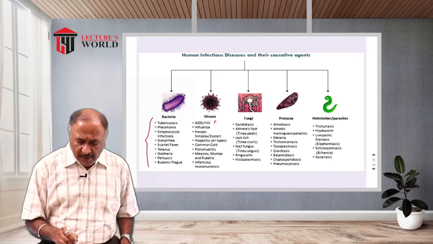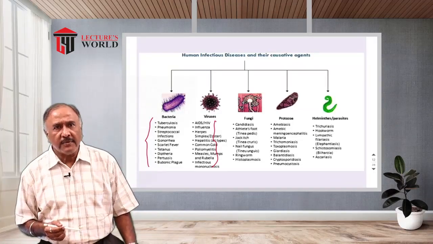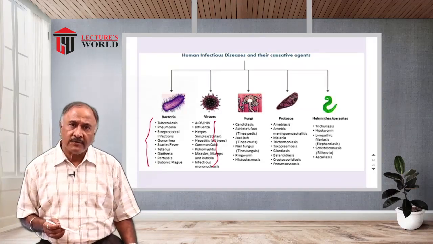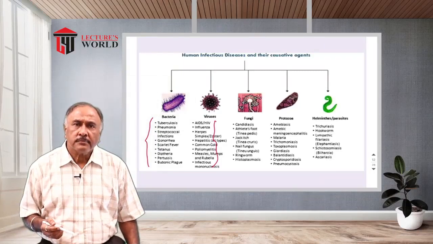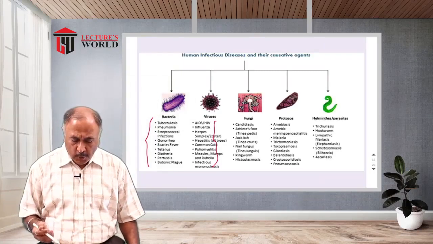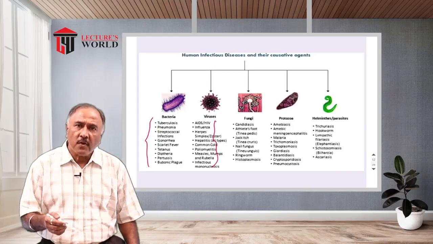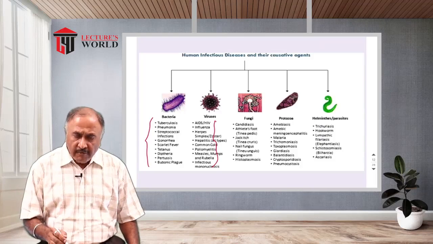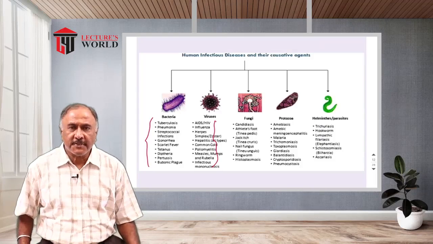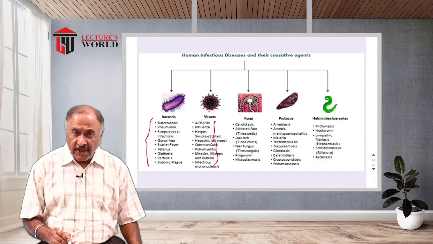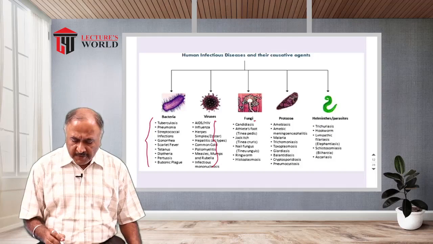Similarly, there are viral pathogens. One of the most prominent, which we are talking about at present, is coronavirus, then dengue, chikungunya, polio, herpes, AIDS. These are the diseases which are caused by viruses. Similarly, fungi cause mucormycosis, aspergillosis, and tinea, which is a disease of the skin. All these are caused by fungi.